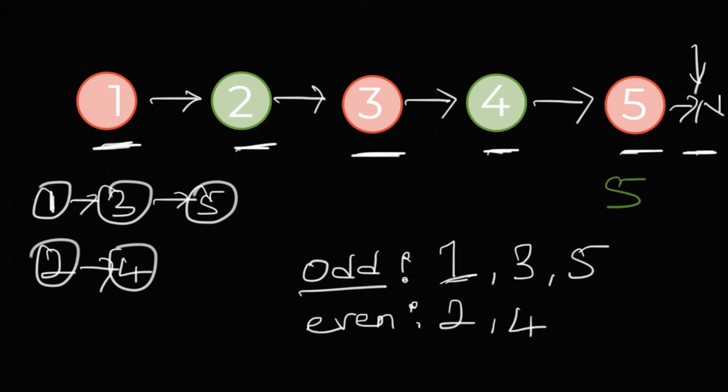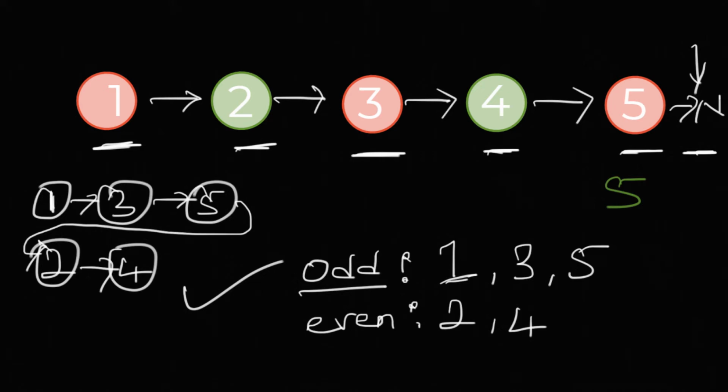Now all we have to do is to connect the tail of the odd list to the head of the even list. So at the end, we're going to have the values 1, 3, 5, 2, 4, which is the final answer. This is a valid solution, but it's super expensive on space, and the constraints say the linked list could have up to 10,000 elements.